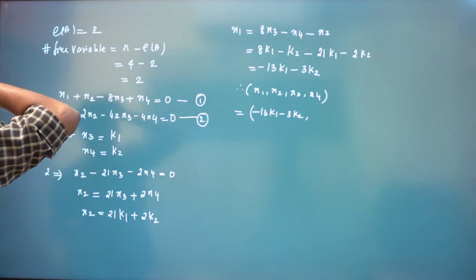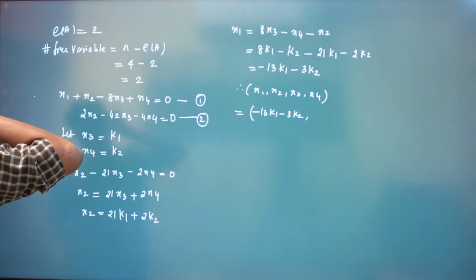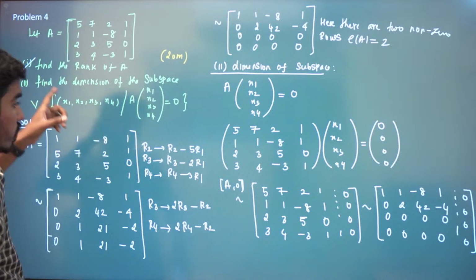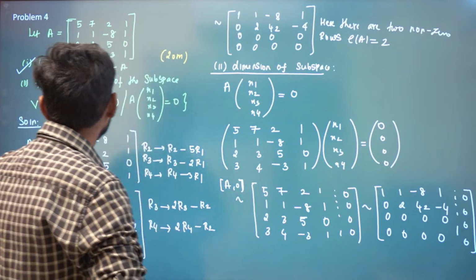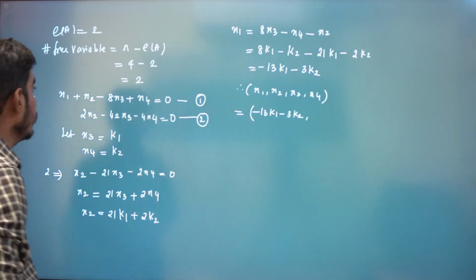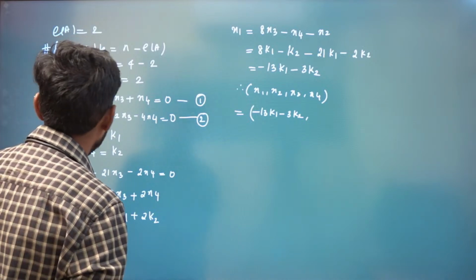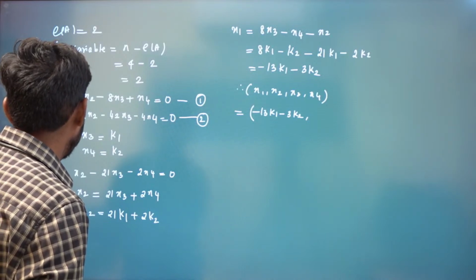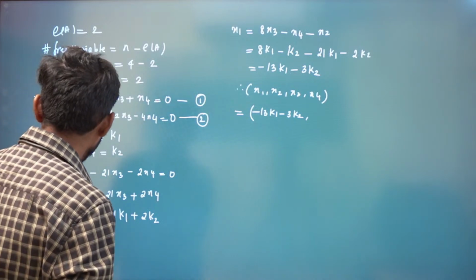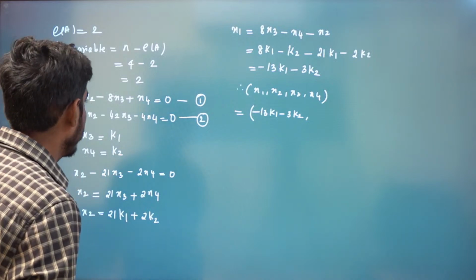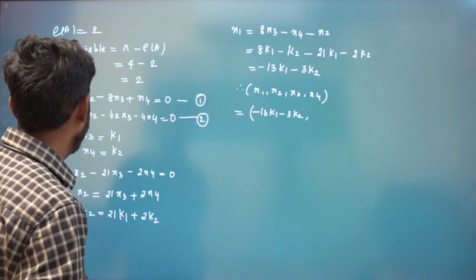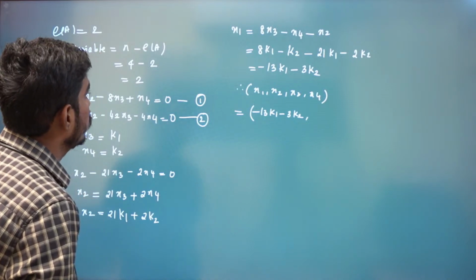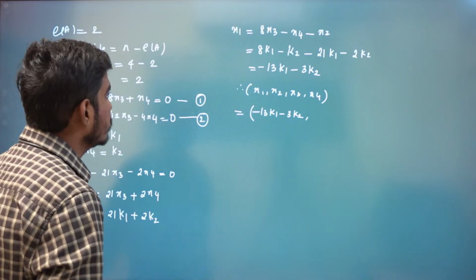You correct, right? 21. What is x1 actually? x1 plus x2 minus 8x3 plus x4. x1 is 8x3 minus x2 minus x4. So x4 is k2, x2 is 21x3 plus 2x4. 8x3 minus x4 minus x2. So 8 times x3 is minus x4 minus 21 k1 minus 2 k2. So 8 minus 21. Okay, let us check this, right?